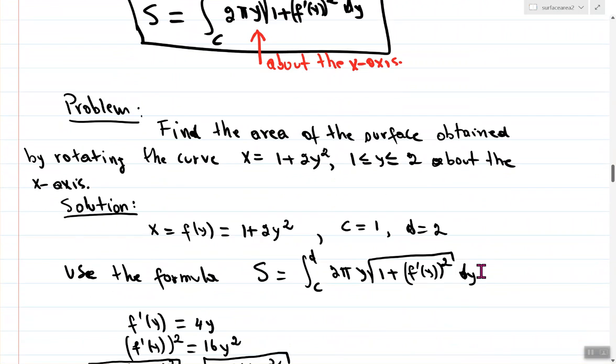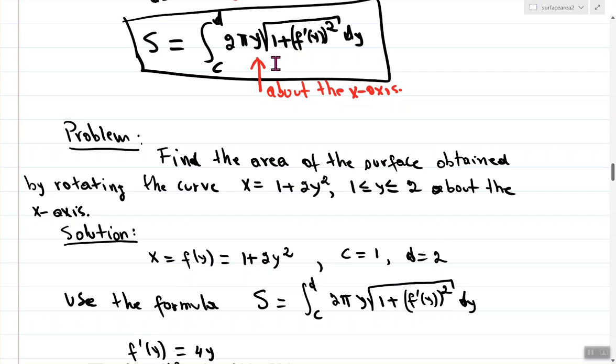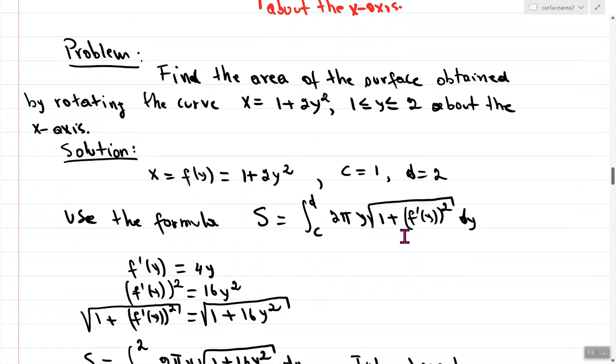So here's an example. Find the area of the surface obtained by rotating the curve x equals 1 plus 2y squared, where y is between 1 and 2, about the x-axis. Let's put the formula next, so we know this is the formula. Well, actually it's written here. This doesn't change, 2 pi y. c is 1, d is 2, so the integral is going to be from 1 to 2.